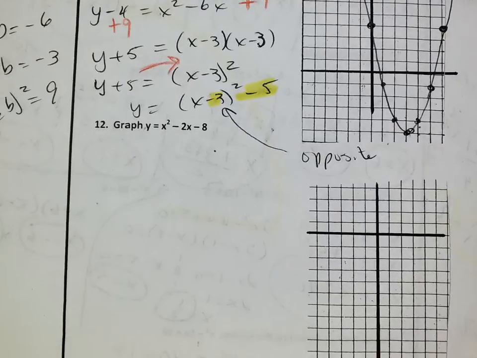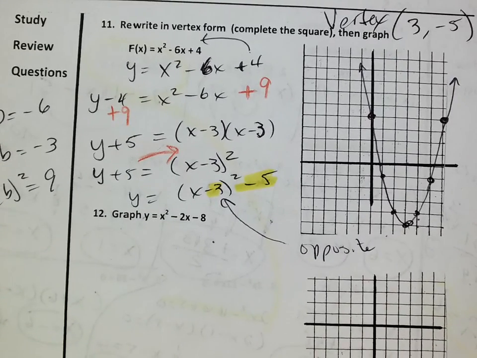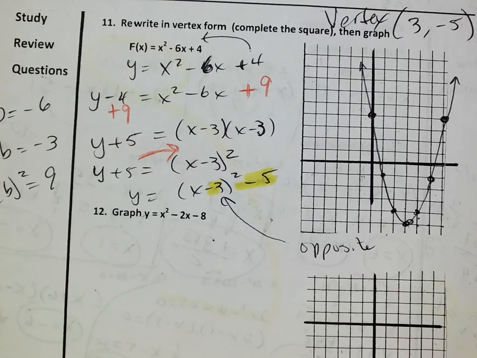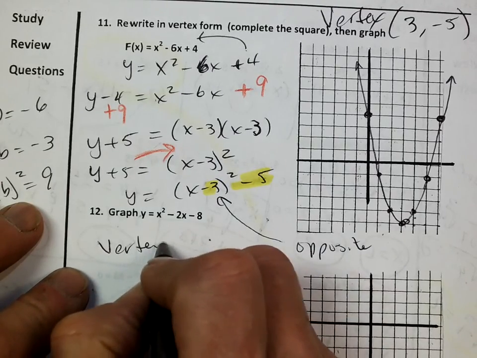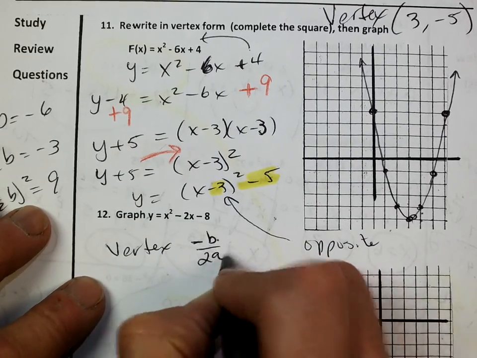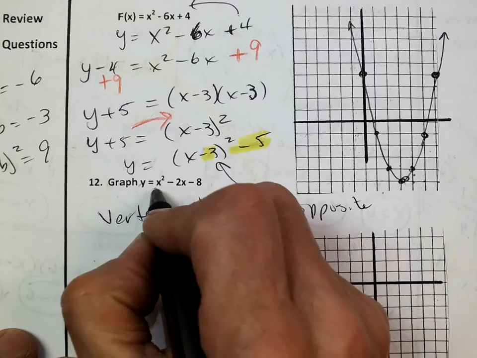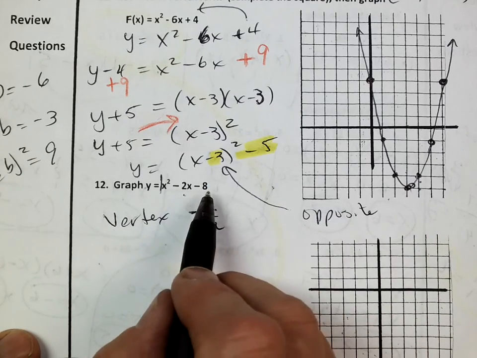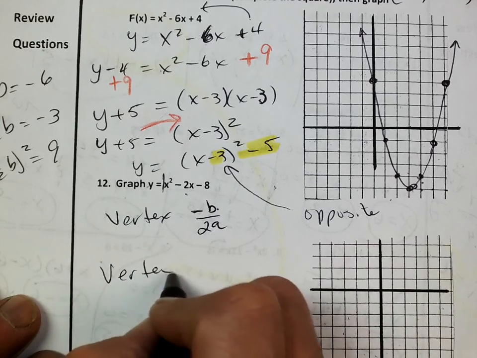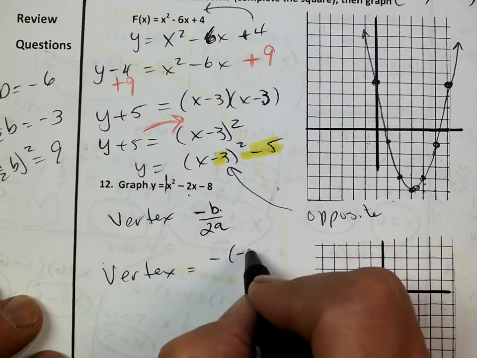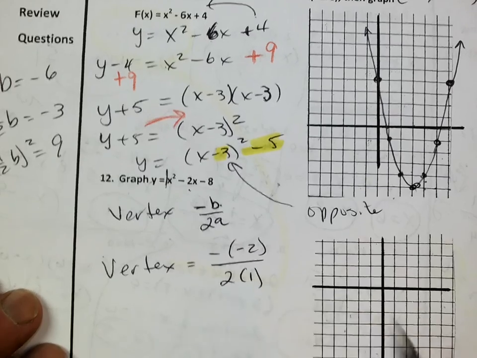Okay, 12. Now, personally for me, I'd rather not complete the square because there's a faster way. So in number 12, it doesn't say complete the square, so I don't have to do all that hard work. I can go straight to the vertex. It can be found by negative b over 2a, right? Well, a is 1, b is negative 2, and c is negative 8. So my vertex is going to be negative 2, because that's what b is, over 2 times 1, because that's what a is, okay?